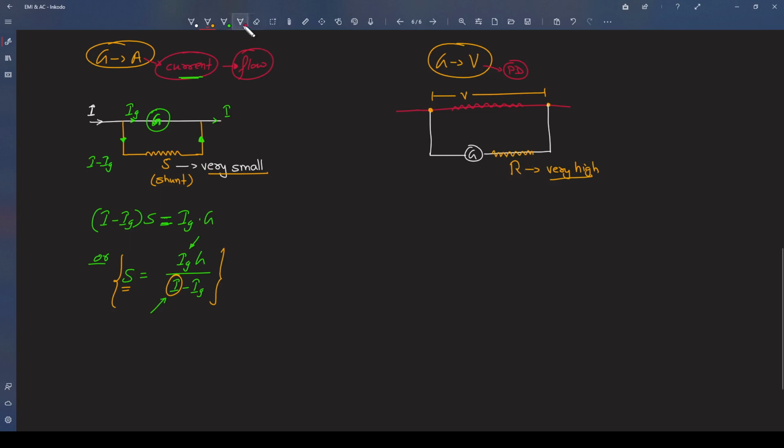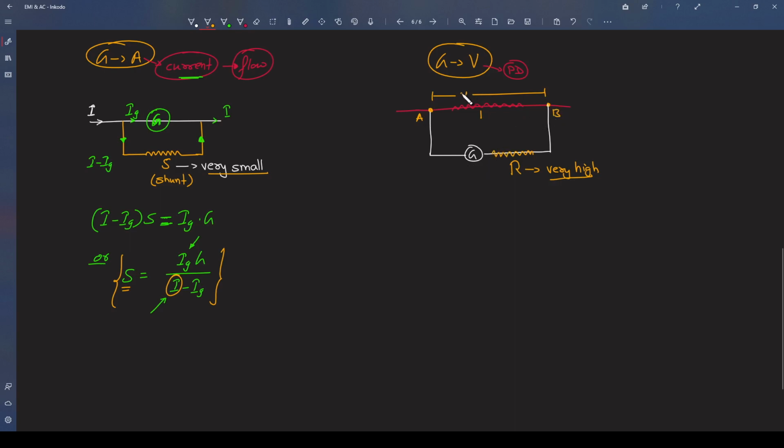So this is the thing. As you can see here, in the first case, galvanometer and the extra resistance or the shunt which we have used, that was a parallel combination. Here it is a very high resistance connected in series with the galvanometer. That's all. Now, whatever is the potential difference across the two points, let's say A and B, the same will be across this G as well.